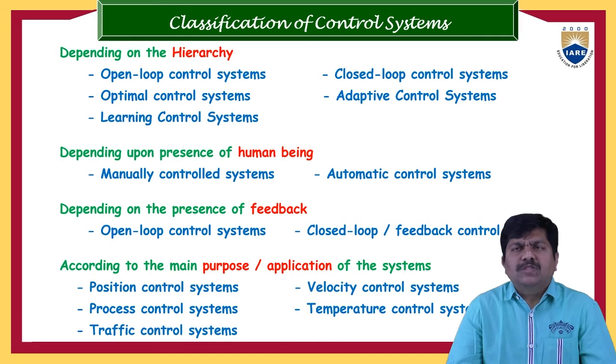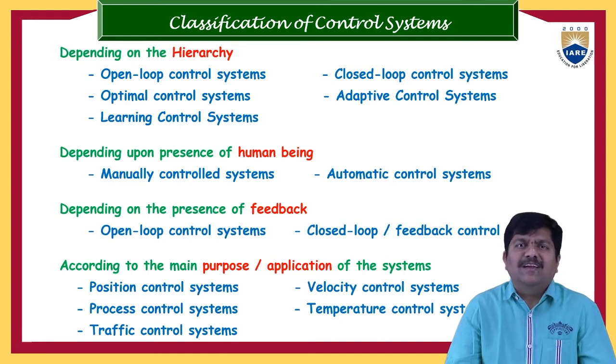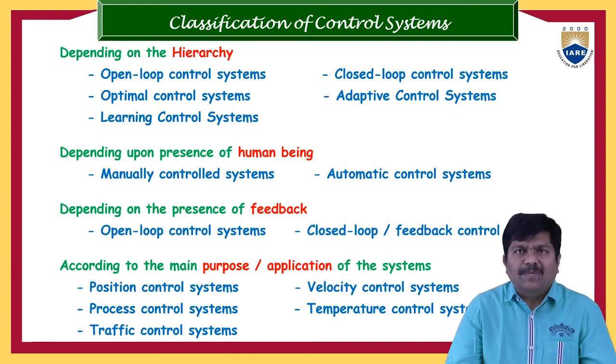Now how is the control system going to be classified? The next classification is based on the presence of human beings. If human beings are involved, then that is a manually operated control system, or manual control system. If human beings are completely absent, then those are called automatic control systems. The next classification depends on the presence of feedback. If the feedback is present, that becomes closed loop. If the feedback is not present, that is an open loop control system. Of course, we have discussed this so much in this video.